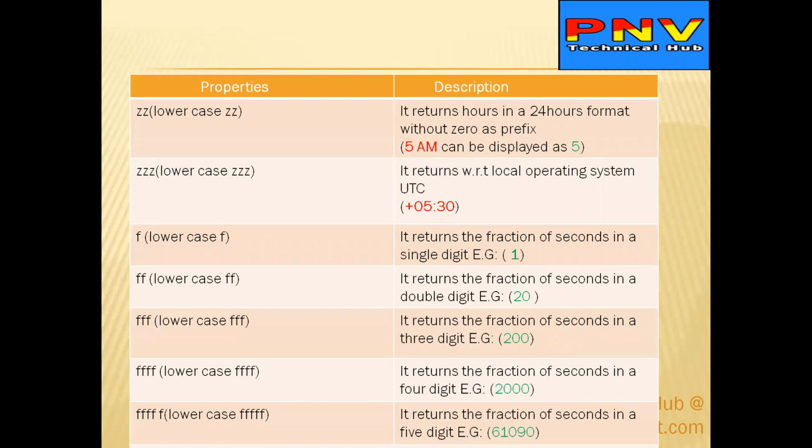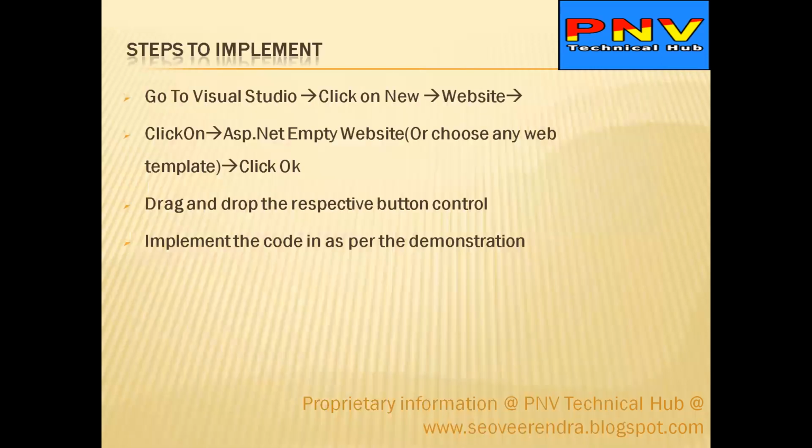So you can use this one. And f can be placed, where f is nothing but your fraction of seconds. It's 1 digit. 2 f's means 2 digits, like your fraction of seconds will be there. Like 3 f's means 3 digits, 4 f's means 4 digits, and 5 f's means 5, and up to 6 you can place this one. So I have demonstrated this example using an ASP.NET website.